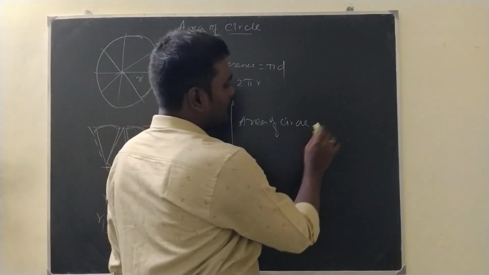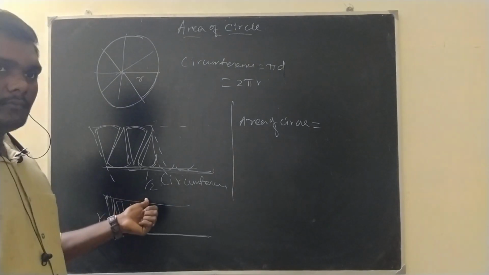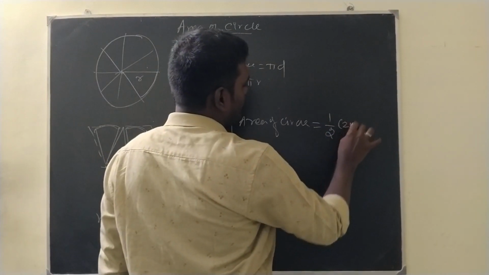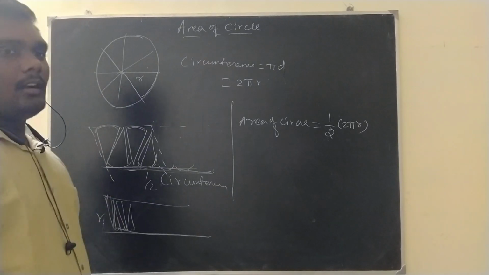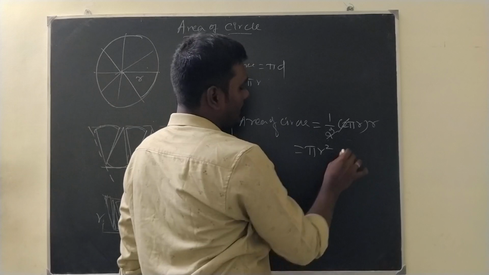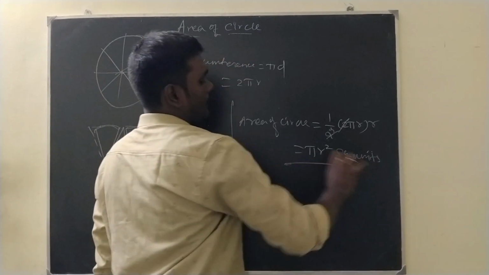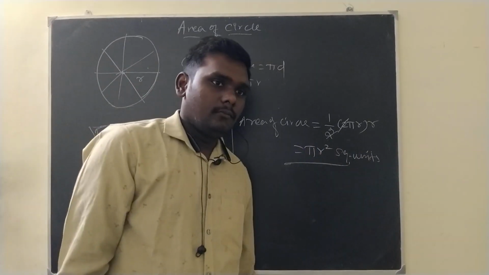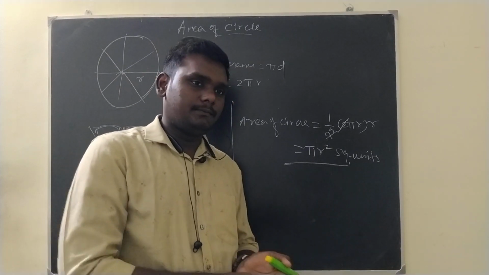The area of the circle is length into breadth. What is the length? It is half of the circumference. What is the circumference? It is 2 pi r. Then the breadth is simply r. So you simplify all this, you get the value pi r square square units, which is the formula for the area of the circle. Now we will solve questions based on this area of the circle.